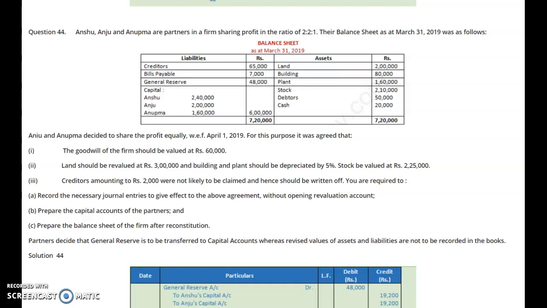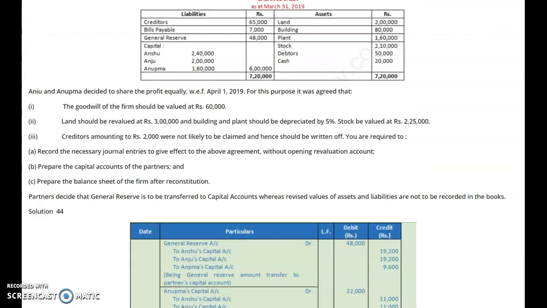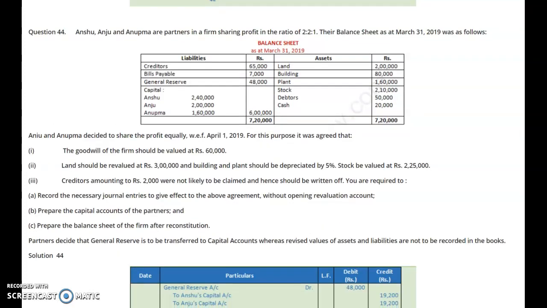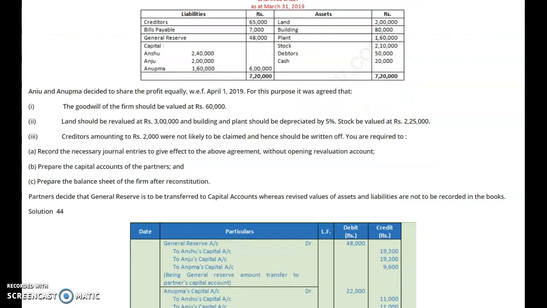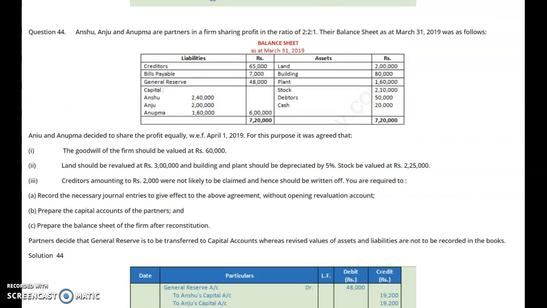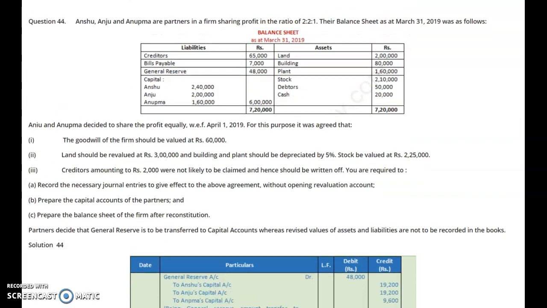Now what we have to do for general reserve? A simple journal entry will be recorded. General reserve account debit 48,000, to Anshu's capital 19,200, to Anju's capital 19,200, to Anupama's capital 9,600, transferred in their old profit sharing ratio, that is 2 to 1.